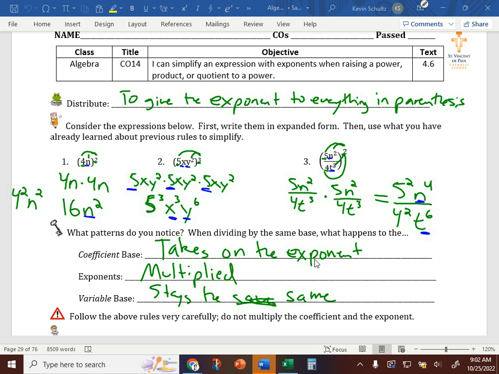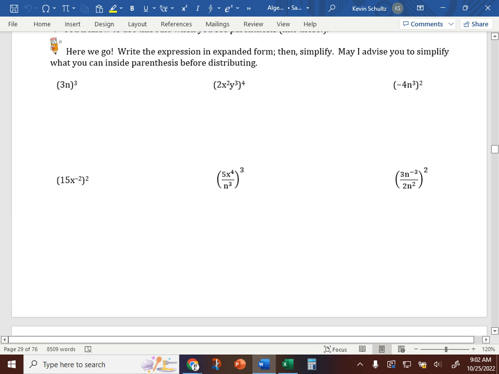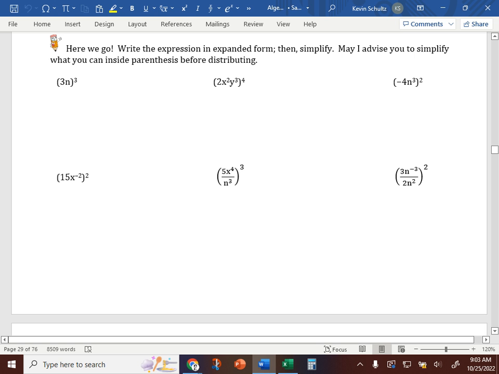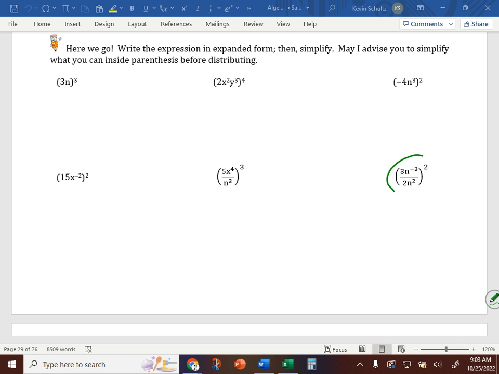Let's practice a few more. Write the expression in expanded form, then simplify. I advise you to simplify what you can inside the parentheses before distributing. With this rule, there's a lot going on. So for example, this last one here, what can we do inside the parentheses before we distribute? How can we make our lives just that much simpler by simplifying? Colin.